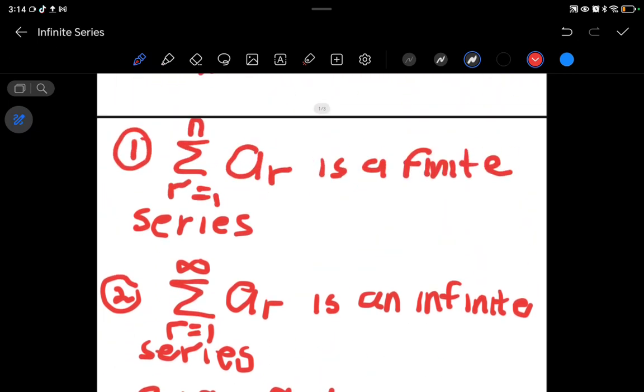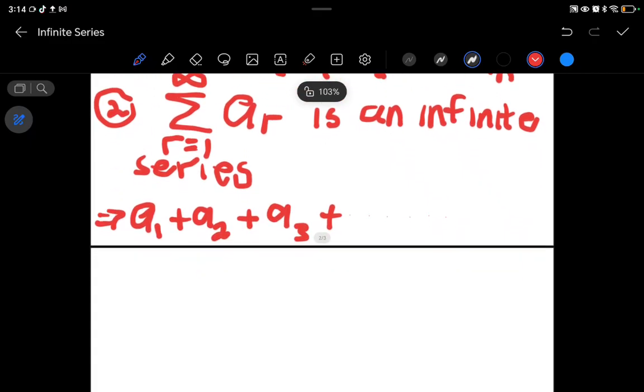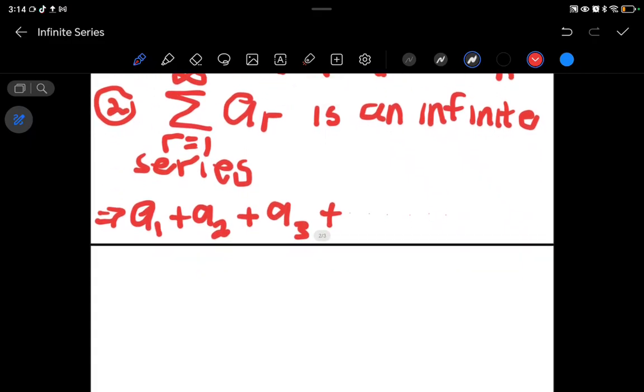Then I come to the series. This would imply that A1 plus A2, up until I know where I'm gonna end. I'm gonna end at An. You see, that's why it's called a finite series, because I know where I'm gonna end. And this one, I don't know where I'm gonna end. So that will be the case.